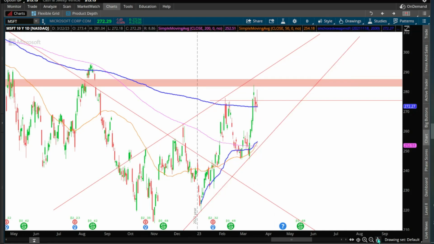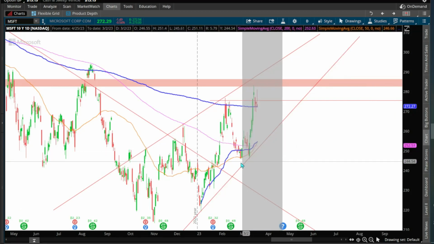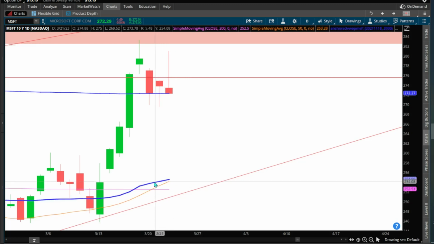So we have this moving average sandwich right here, or this moving average convergence right there with that anchored VWAP. So this could literally fall all the way down to maybe like 252 to 254. So it does have a lot of downside.